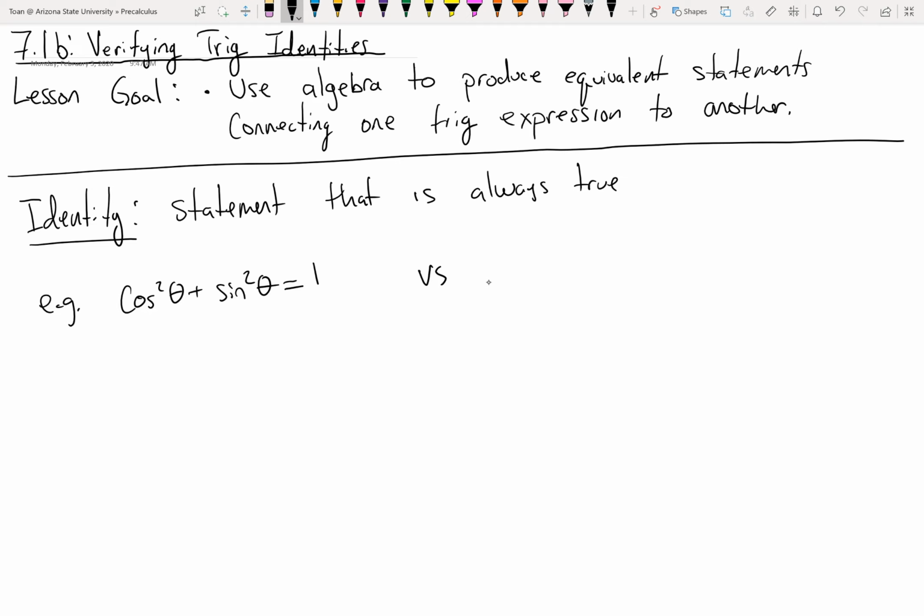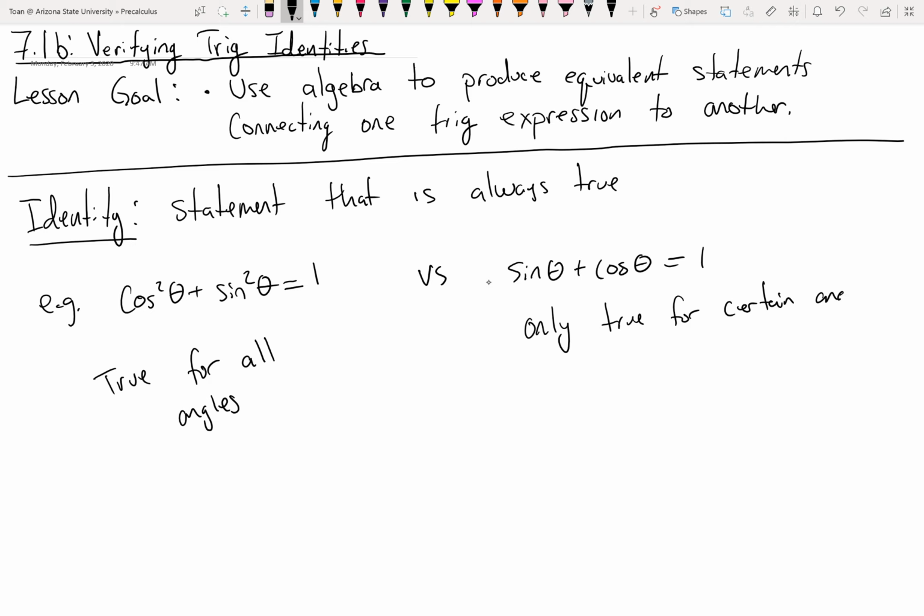But not every expression or equation is an identity. For example, if I had sine theta plus cosine theta equals 1, this is not true for all angles. This statement is only true for certain angles. Take a random angle, say pi fourths, plug it in here, and you are not going to get 1. So it's very easy to check if something is not an identity. You just produce a counterexample. It's very easy to show a statement is false by providing a counterexample.